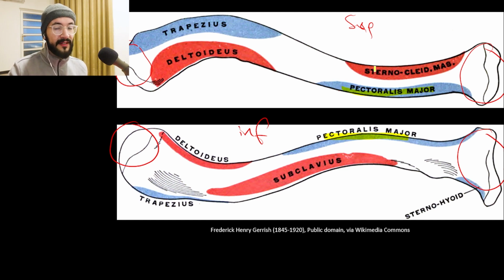Posteromedially, we can see that the clavicle is connecting with the sternocleidomastoid on the superior view and the subclavius muscle in the inferior view. Anterolaterally, we can see that the clavicle is connecting with the deltoid muscle on both views here. And posterolaterally, we can see that the clavicle is connecting with the trapezius muscle here and here. We also can see that on the inferior view, the clavicle is connecting with the sternohyoid muscle on the medial side.